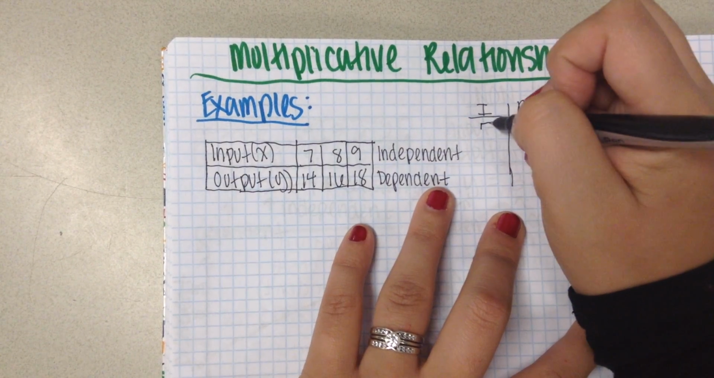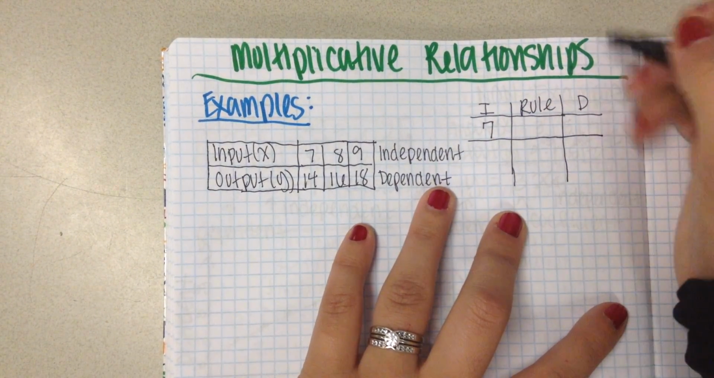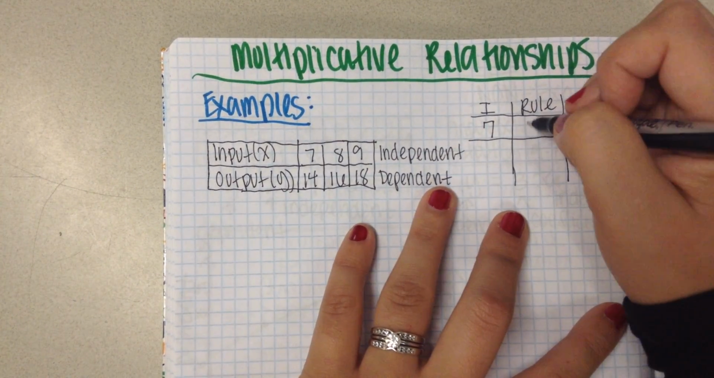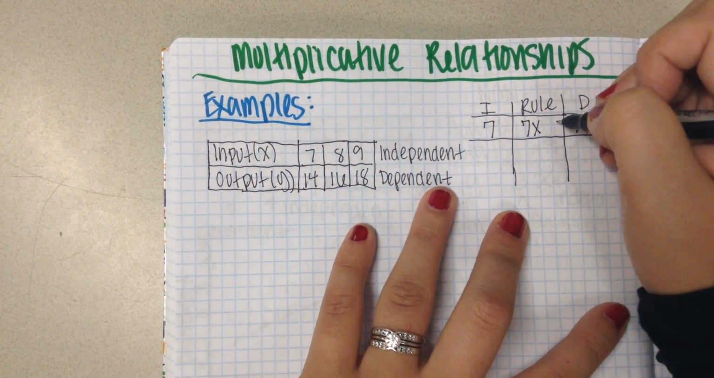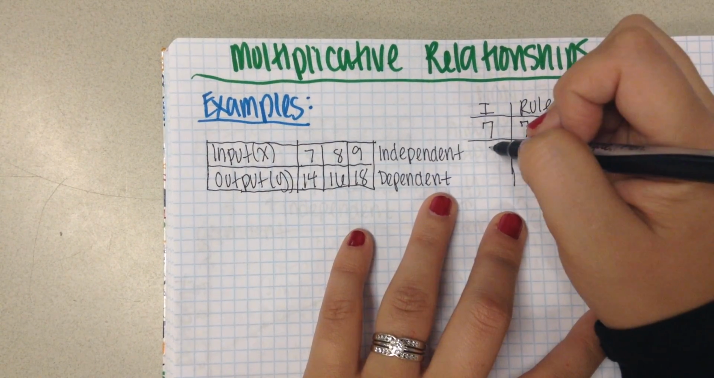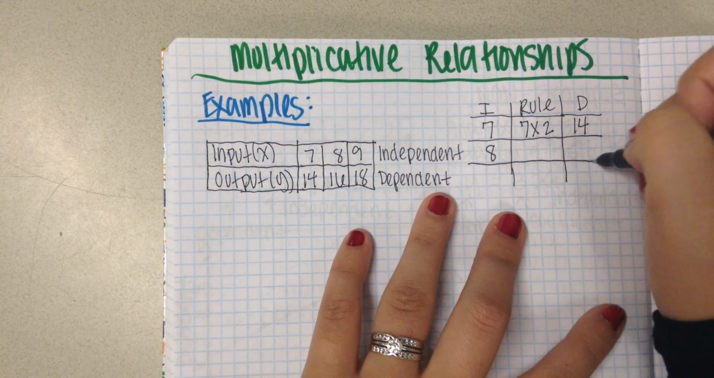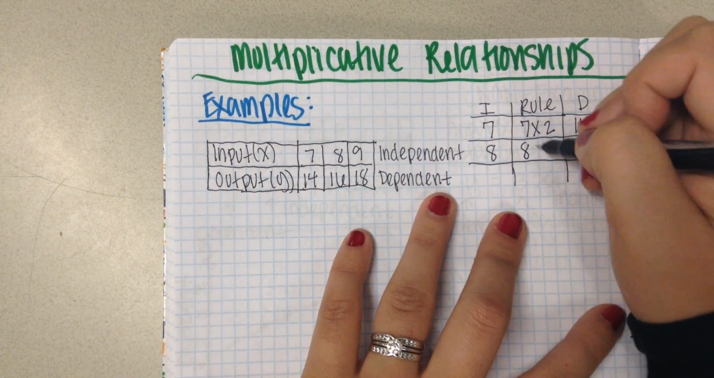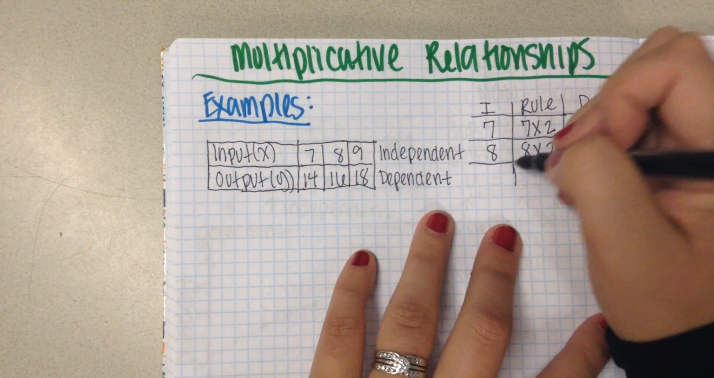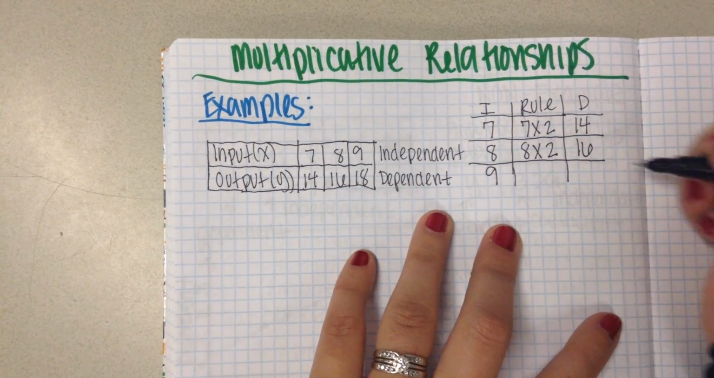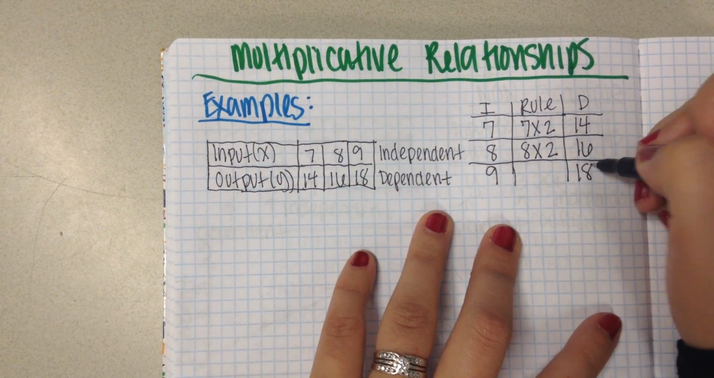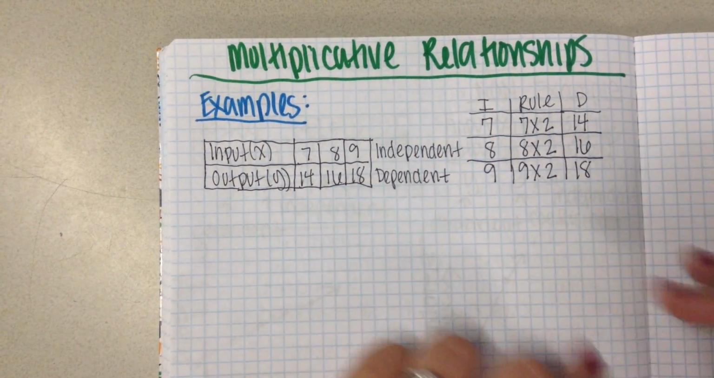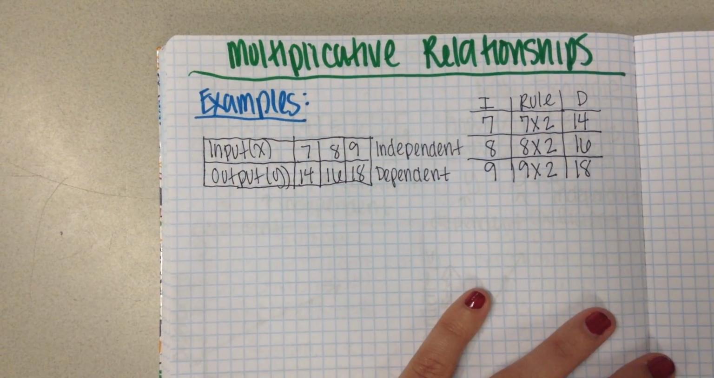If I start with 7, what do I do to 7 to get 14? Well, I can multiply 7 times 2. If I start with 8, what do I do to 8 to get 16? Well, I multiply 8 times 2. If I start with 9, what do I do to 9 to get 18? Well, I multiply 9 times 2. So if you notice, I'm multiplying each time by 2.